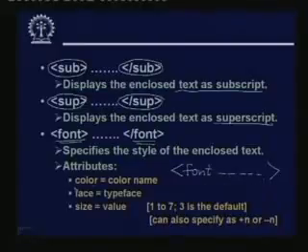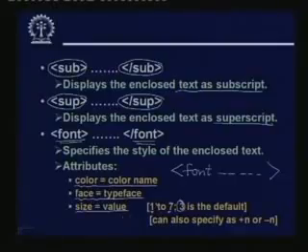Attributes can be color equal to the name of the color, face equal to typeface. Here you have to know the names of the faces. It can be Arial, it can be Courier, it can be Times Roman, etc. You can specify the size of the font also. The size can be specified in two ways. The size is a number from 1 up to 7. 3 is the default. If you do not specify anything, text is displayed in a font size of 3. Using size you can specify any number from 1 to 7. 1 will mean a small font size, 7 will mean the biggest.